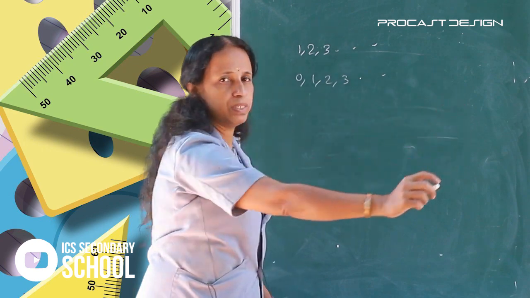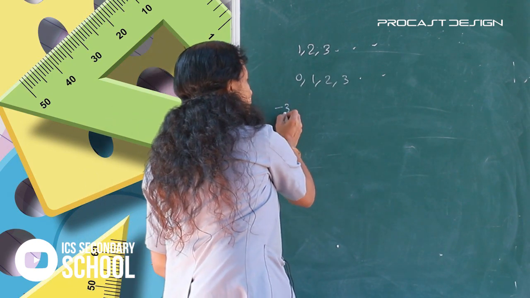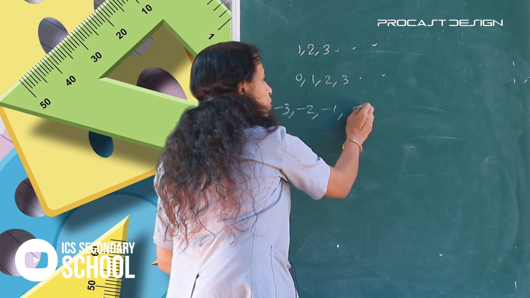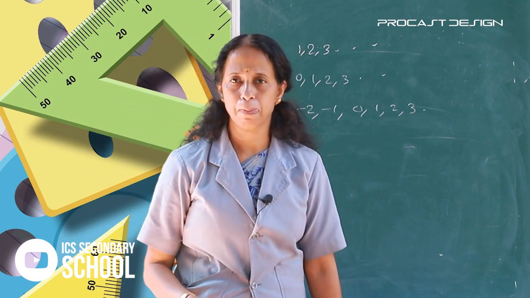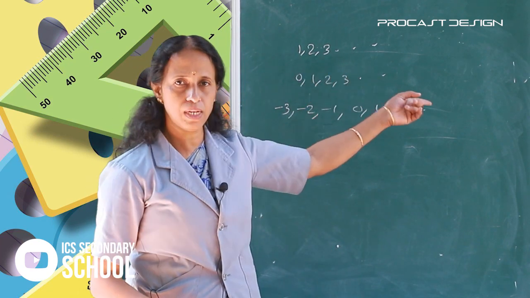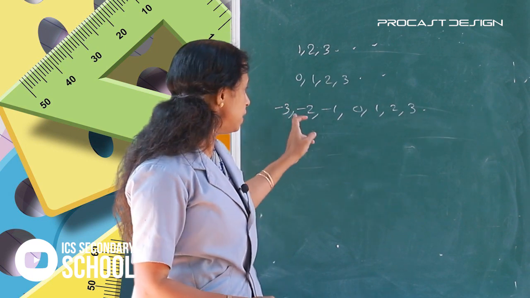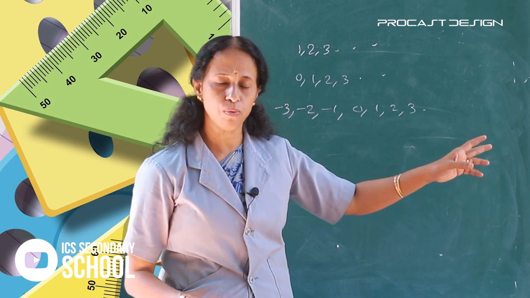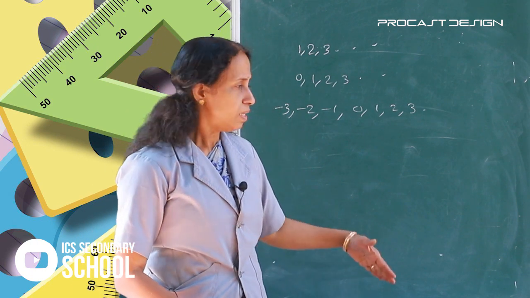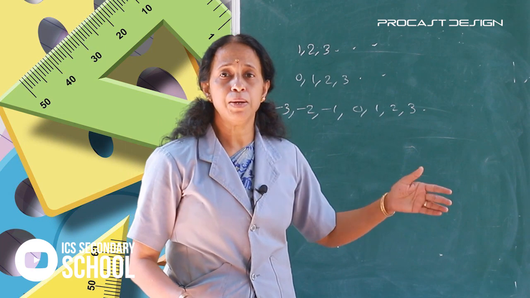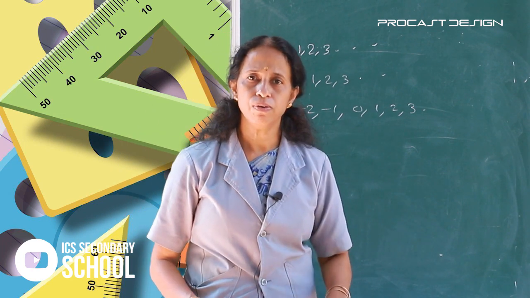0, 1, 2, 3 etc. are whole numbers. Minus 3, minus 2, minus 1, 0, 1, 2, 3 etc. are integers. Here 1, 2, 3 etc. are natural numbers, 0, 1, 2, 3 etc. are whole numbers, and minus 3, minus 2, minus 1, 0, 1, 2, 3 etc. are integers. These numbers can be converted into fractions.